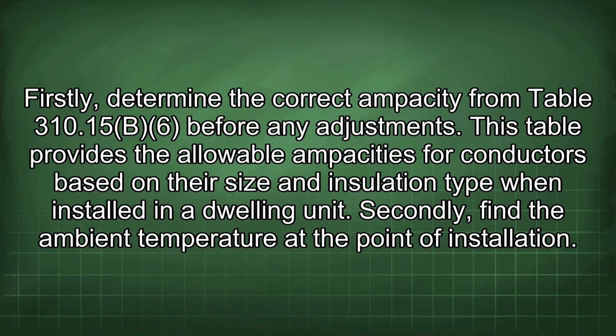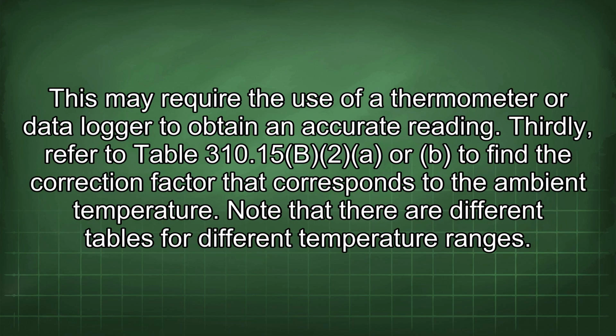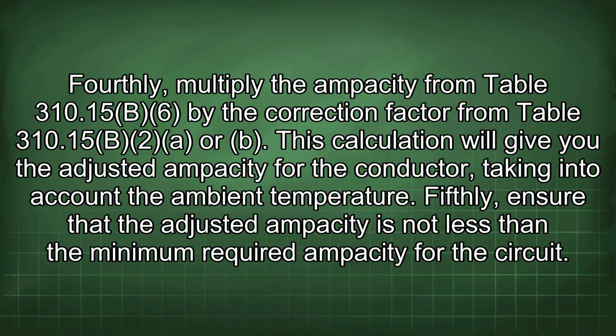Secondly, find the ambient temperature at the point of installation. This may require the use of a thermometer or data logger to obtain an accurate reading. Thirdly, refer to Table 310.15(B)(2)(a) or (b) to find the correction factor that corresponds to the ambient temperature. Note that there are different tables for different temperature ranges. Fourthly, multiply the ampacity from Table 310.15(B)(6) by the correction factor from Table 310.15(B)(2)(a) or (b). This calculation will give you the adjusted ampacity for the conductor, taking into account the ambient temperature.